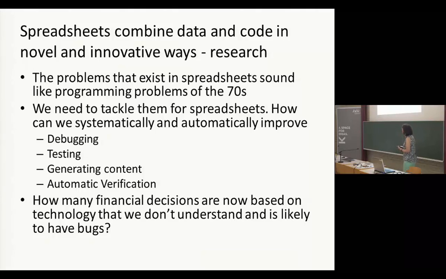What it feels like, this is what Felienne Hermans says, is that the problems we have in spreadsheets feel like the problems we had in programming in the 1970s, and that we haven't looked at any systematic way of testing, debugging, automatic verification. And she says that we actually do verification in spreadsheets, that if you look at complicated spreadsheets, they regularly have statements that say, if this field isn't zero, then do something. They're just checking at this stage that something should happen in the spreadsheet. So there is some limited verification.